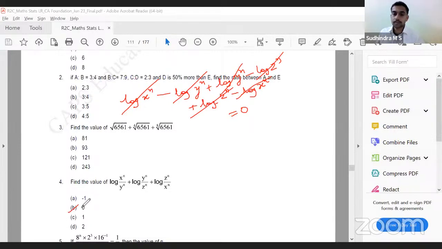Sir, can we do it by another method? Like we know that a to the power m divided by b to the power m is a by b to the power m. Like that, log x by y to the power n. So n log x by y plus log a plus log b plus log c is nothing but log of a into b into c. And then it is 0. 0 into n is 0. Yes, that can also be done.